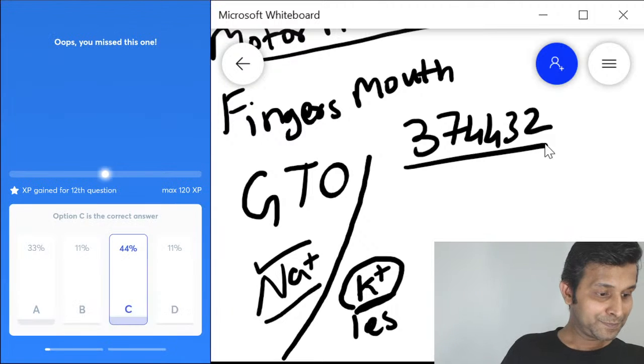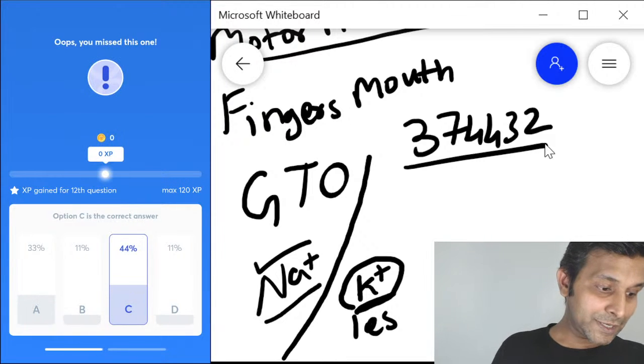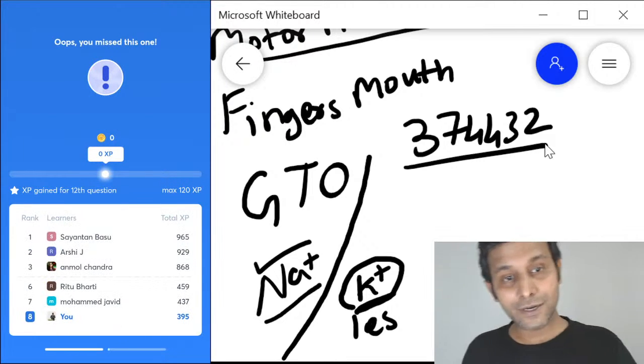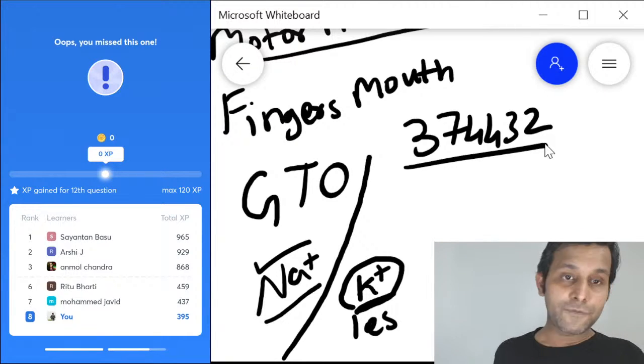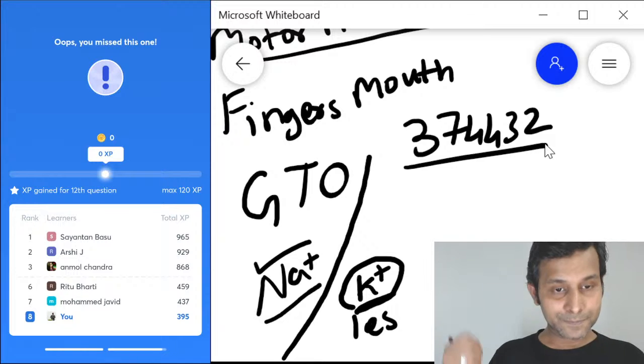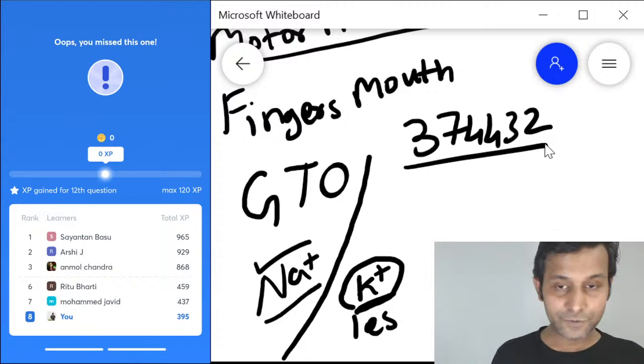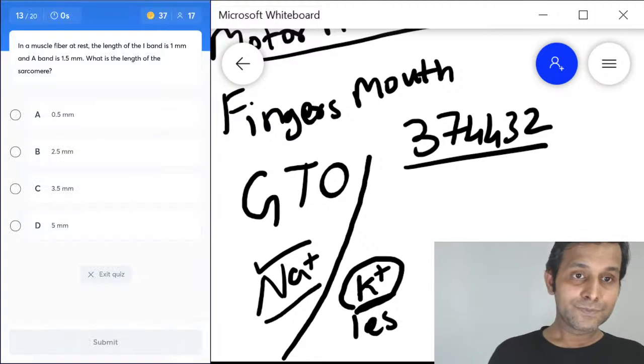Yes, the answer is flexure withdrawal reflex. So we have a withdrawal reflex where there is going to be an excitation of the extensor muscles.